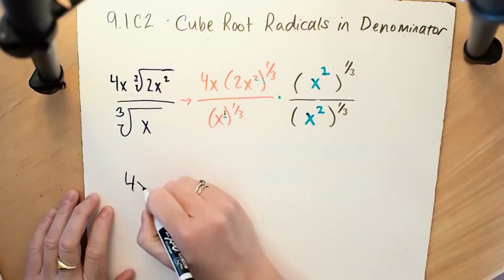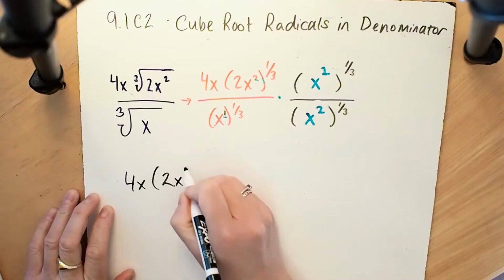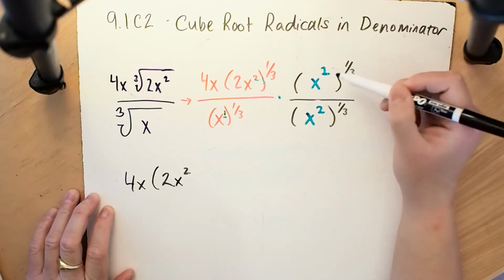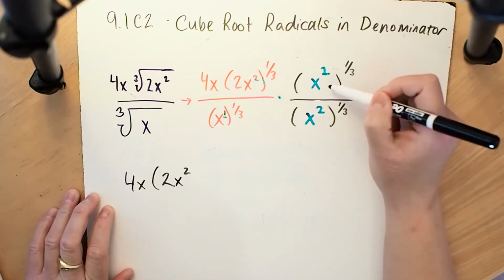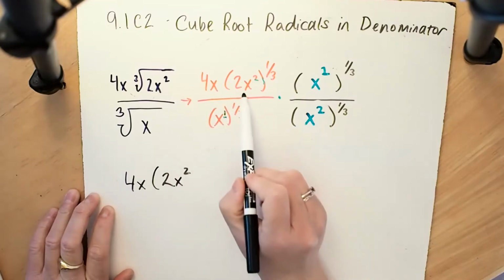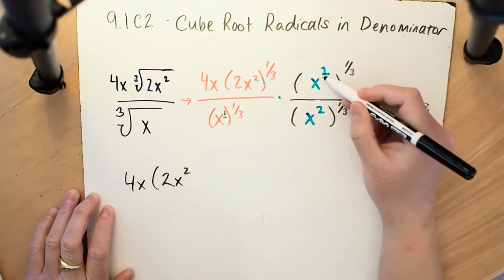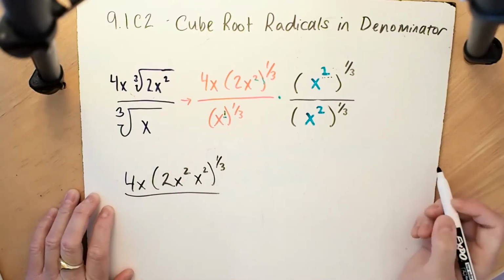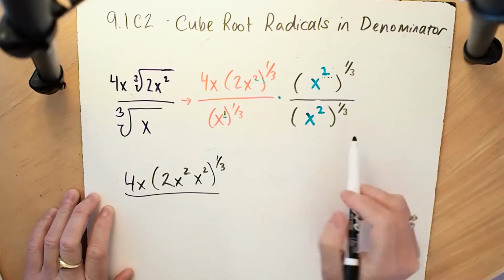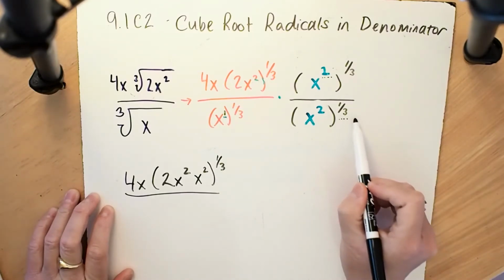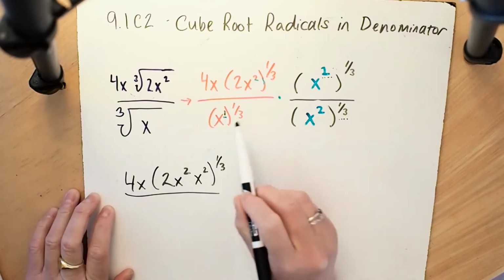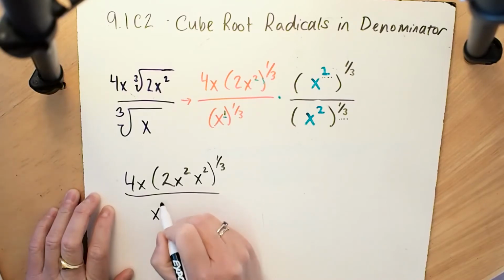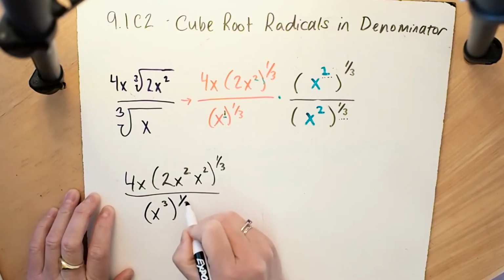Except now what's going to happen, we're going to get 4x times 2x squared, and then because these are both raised to the 1/3 power, these are both being cube rooted, we can combine what's on the inside. So originally we had x squared, now we're multiplying it again by x squared. We're going to just kind of write that out like that, just for now. And on the bottom, here's where things get a little bit different. Because these are both in cube root radicals, we can just combine the insides by adding the exponents, because they're being multiplied. So we add 1 plus 2, and we get x to the 3rd, all to the 1/3.